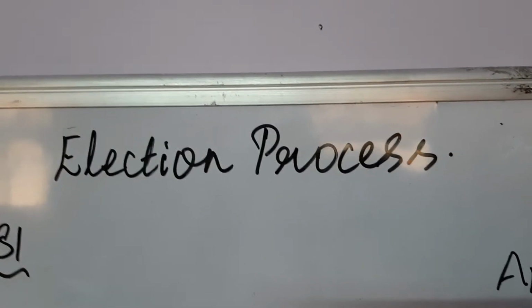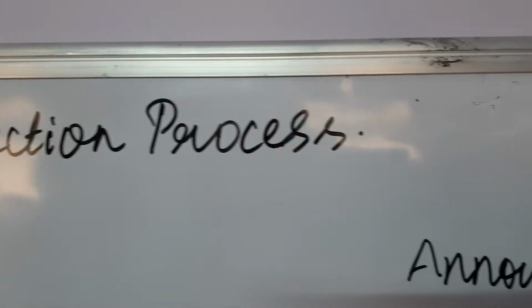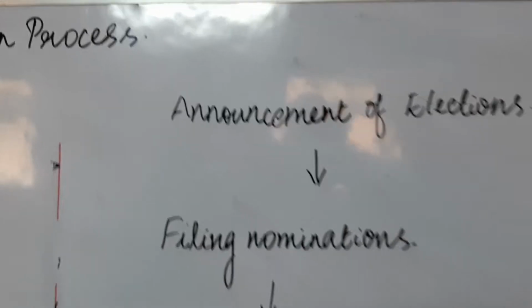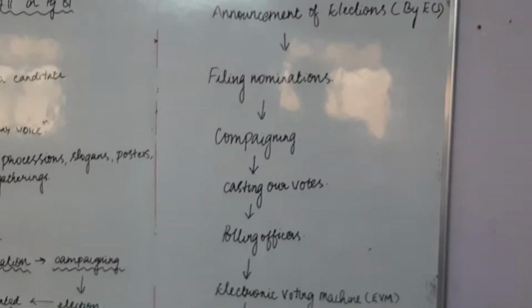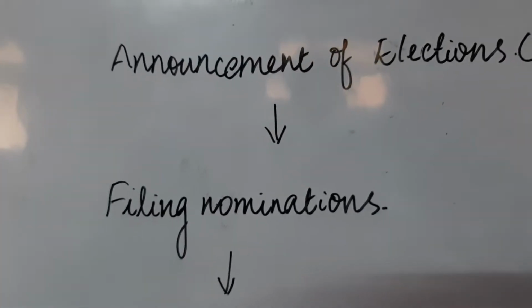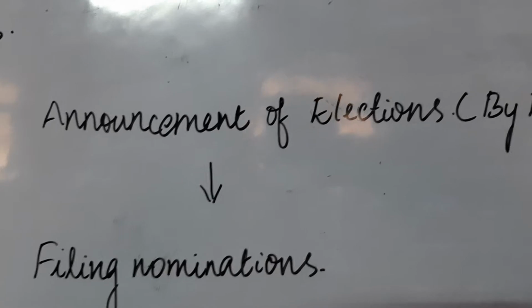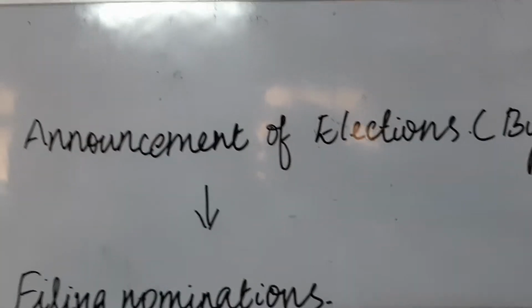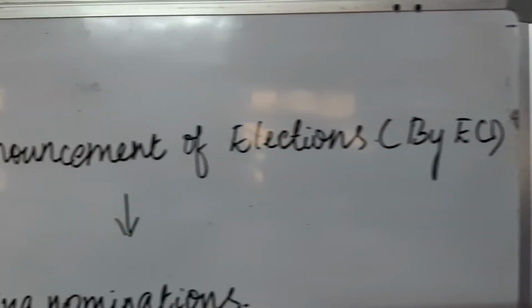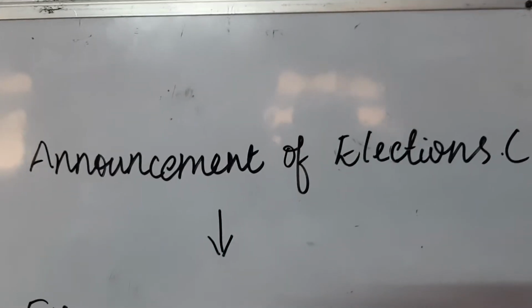In today's class, we discussed an important topic called the election process that we have in India. Under the election process, we discussed a 9-step procedure followed by the Indian Election Commission. These are the 9 steps that we follow for an election. The first and foremost step is the announcement of elections by the Election Commission of India. The Election Commission of India is in charge of conducting the elections.